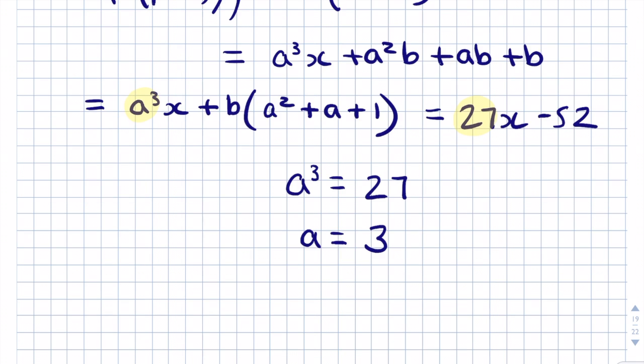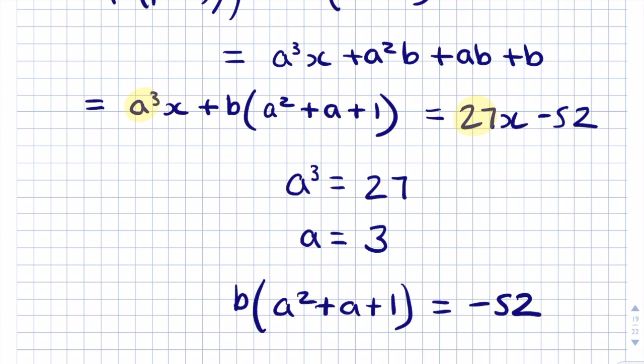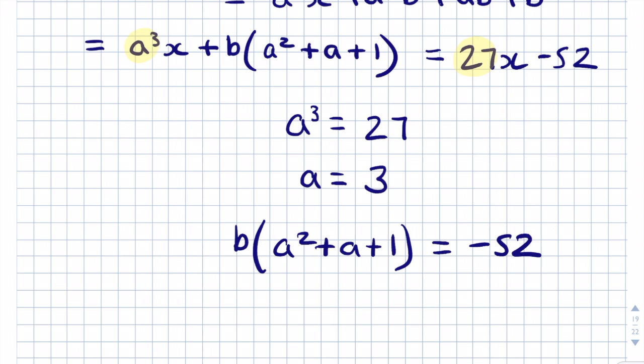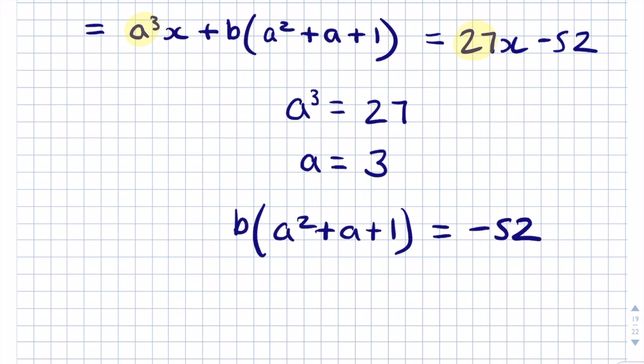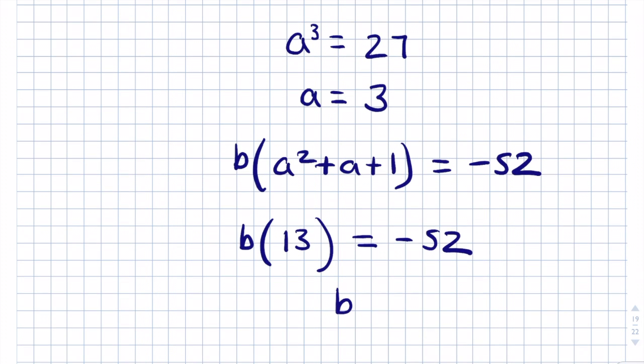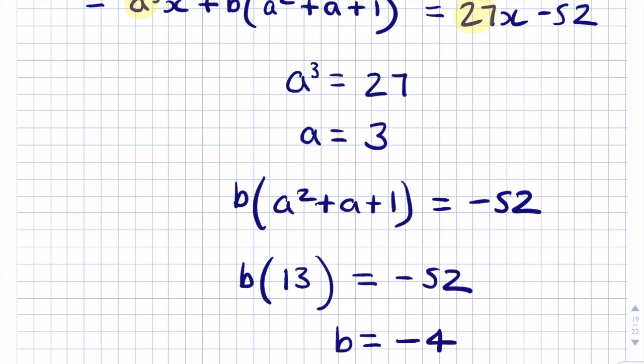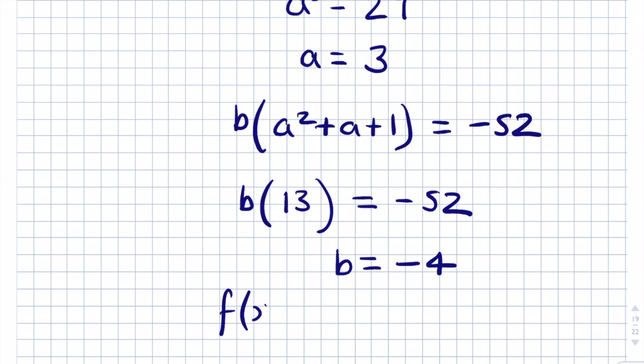And then the other result is going to be this b of a squared plus a plus 1, which is equal to minus 52. Well, that's why I took out a factor of b, because we now know what our value of a is, so we can just substitute the value of a in, which is going to be 3 squared, which is 9, plus 3, which is 12, plus 1, which is 13. And that's going to be equal to minus 52. So we're going to get a value for b as minus 4. So now we can substitute our values for a and b into the general formula for function x.